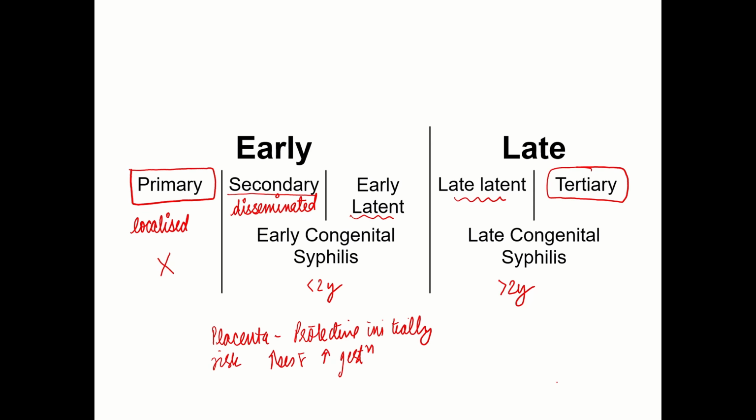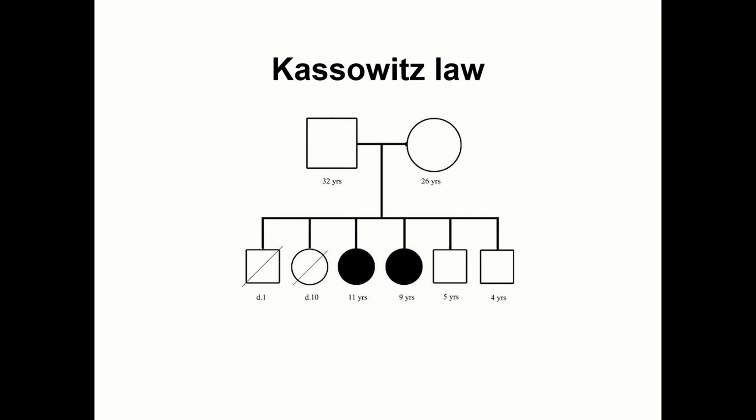This is where Kassowitz's law, also known as Diday's law, comes into play. It describes an observation that the risk of vertical transmission of syphilis from an infected untreated mother to her fetus decreases with subsequent pregnancies, though the risk is never completely eliminated.